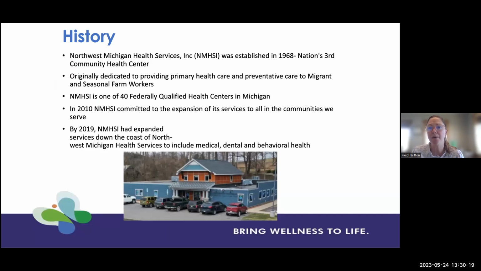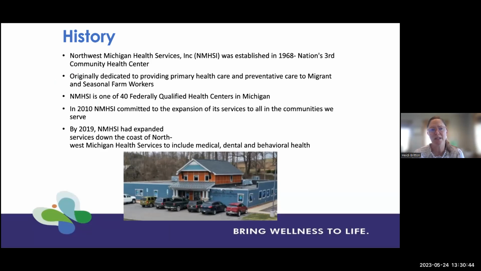So a little bit about Northwest Michigan Health Services. We were established in 1968. We're the nation's third community health center that stood up, especially as a migrant and seasonal farm worker agency. I think we're the third in the country, and in Michigan, we are the second FQHC for migrant health. We're one of 40 here in the state of Michigan.